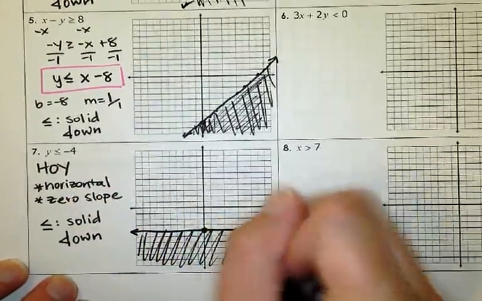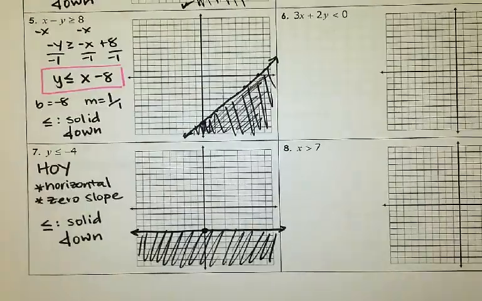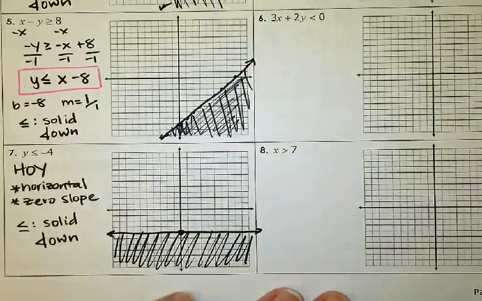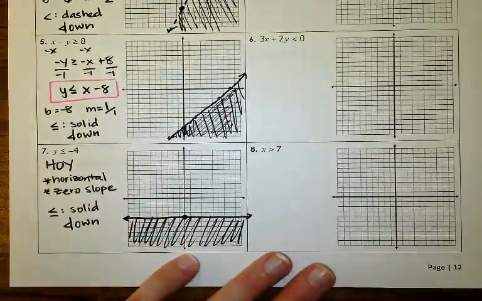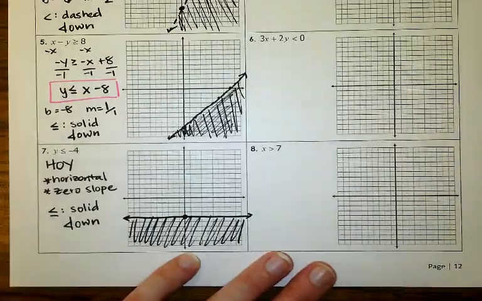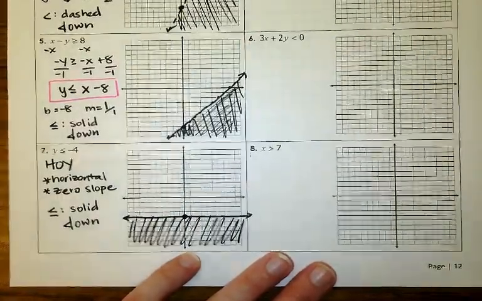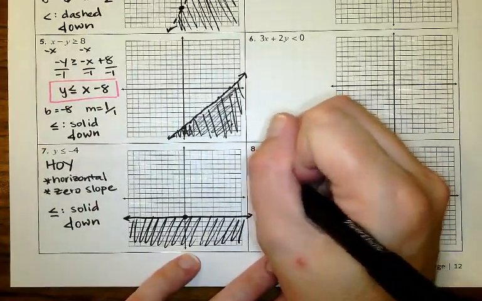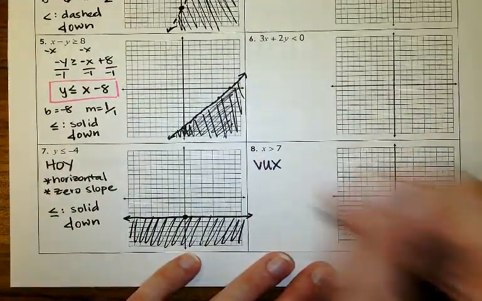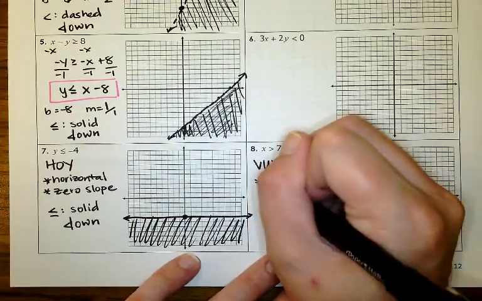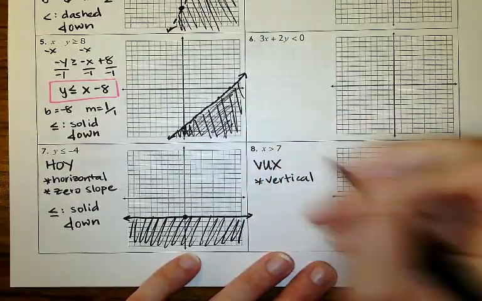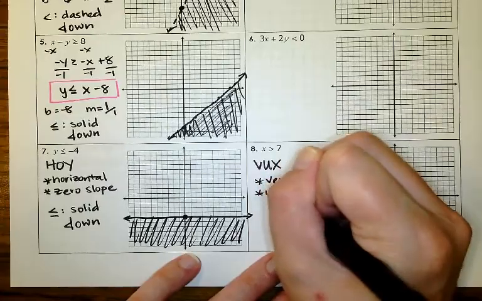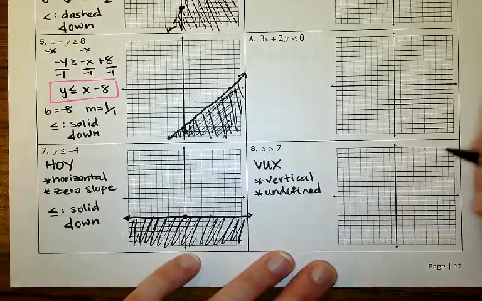Excellent. For number 8 here, okay? Ooh, it's an X. What kind of line are we dealing with? We are dealing with a vertical line, a Vux. It's a vertical line. We have an undefined slope. So this is going to be way over here at x is equal to 7, right?